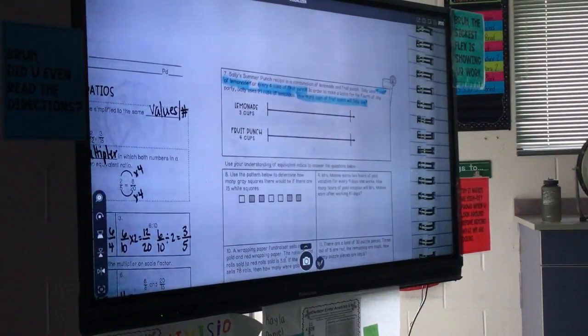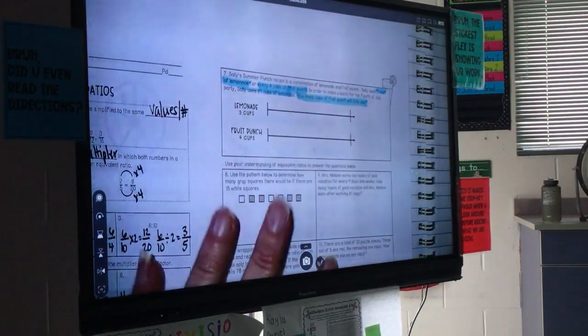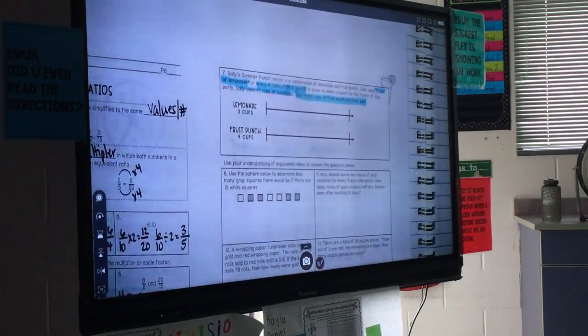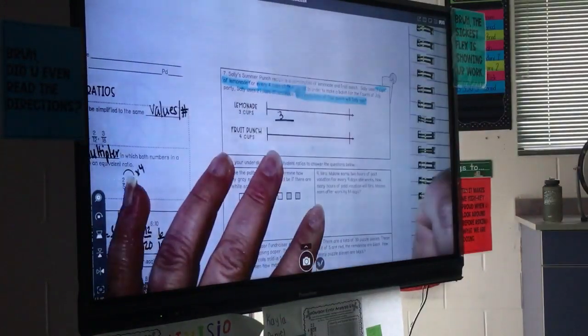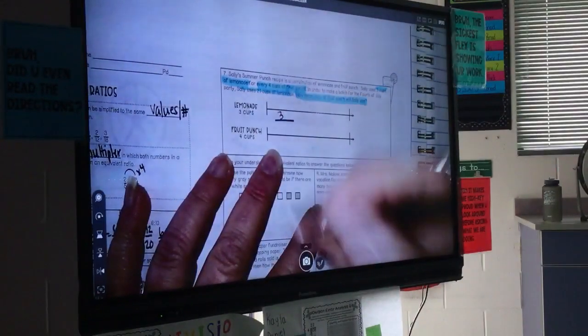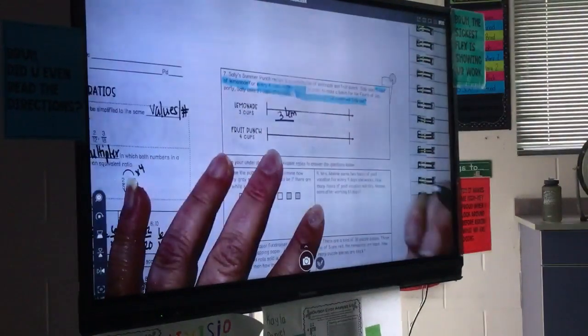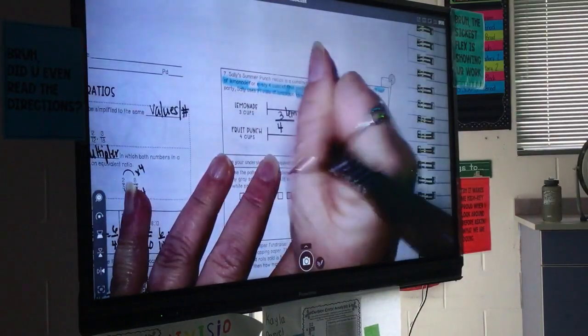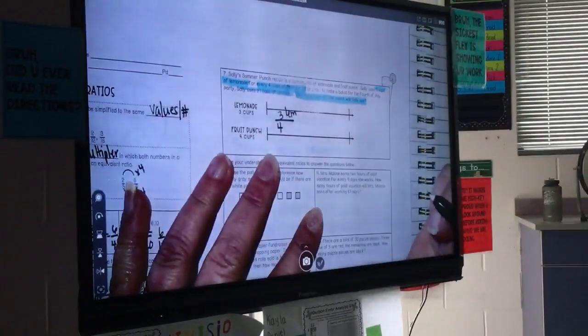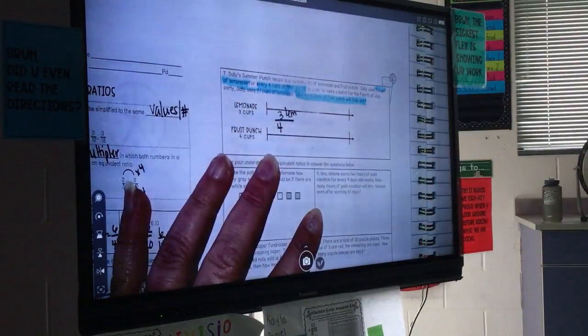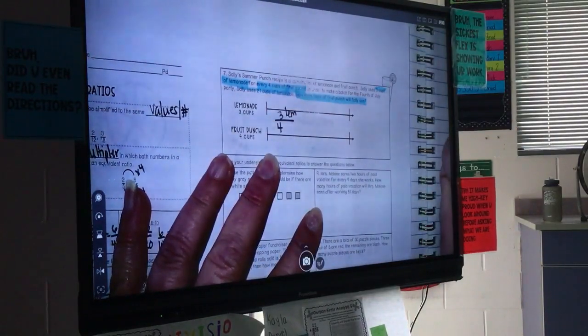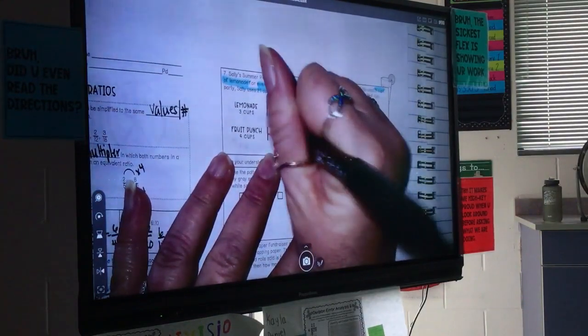Because this is important. This is where ratios really come into play and show that you truly understand them. So what is the original ratio? Easton: 3 to 4. Be more specific because it's going to be very important. So 3 what? 3 cups of lemonade. So 3 lemonade, and we're going to abbreviate. 4 what? 4 cups of fruit punch. So we're just going to say FP.